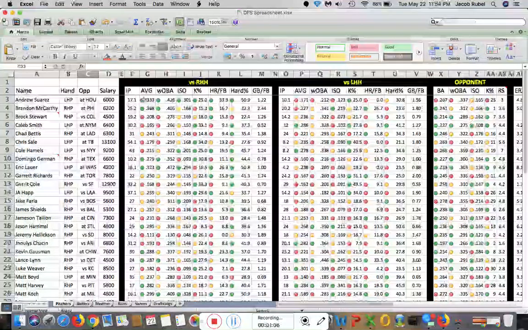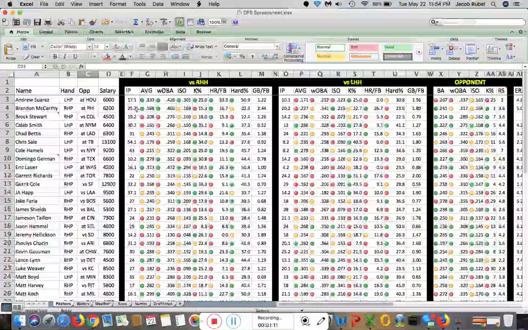Following that, I have their performance against the various handedness of batters. I have innings pitched, just as kind of a sample size for you to see, followed by batting average against, WOBA against, which stands for weighted on base average, ISO, which is a measure of power. It is calculated by slugging minus average, K percentage, home run per fly ball ratio, hard hit percentage, and ground ball per fly ball ratio.